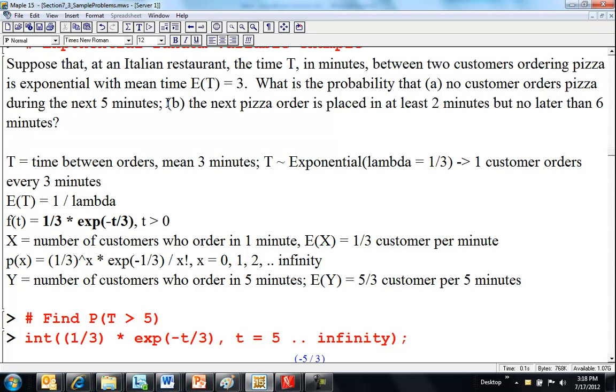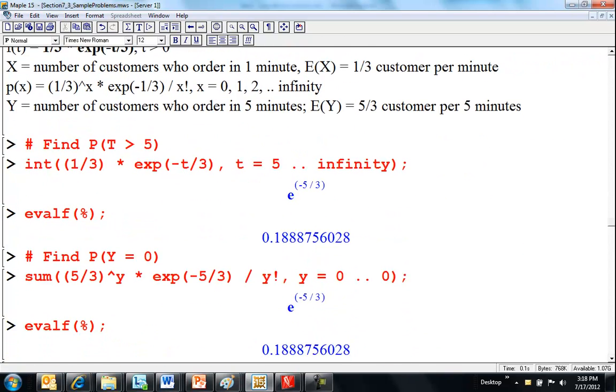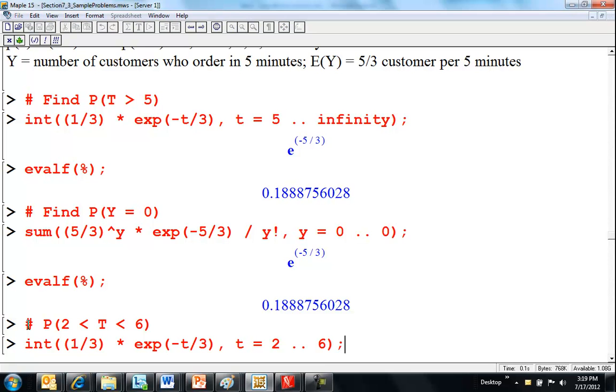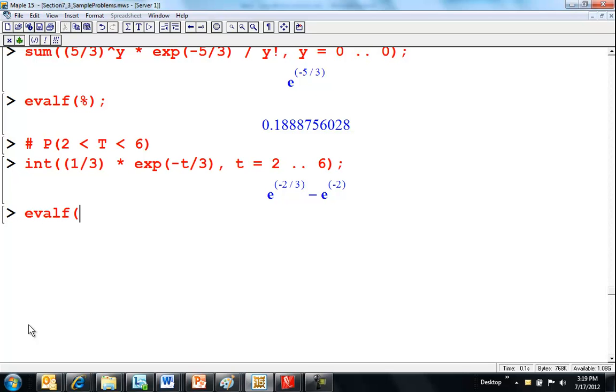Part B, what's the probability the next pizza order is placed in at least 2 minutes but no later than 6 minutes? I think this is easiest as an exponential. Probability the time is between 2 and 6 minutes. So going back up here, integrate f of t, 1/3 times exp of negative t divided by 3, from t equals 2 to 6. What's the probability of time between the next orders between 2 and 6 minutes? Again, I didn't think about that, so about 38%.